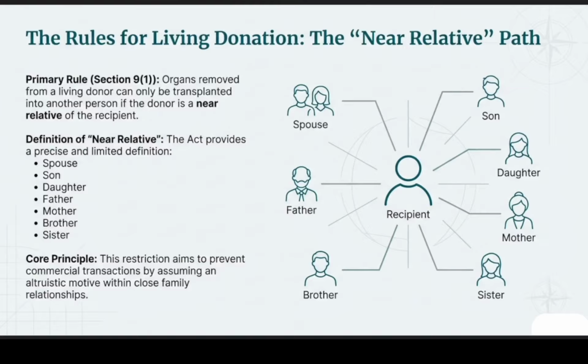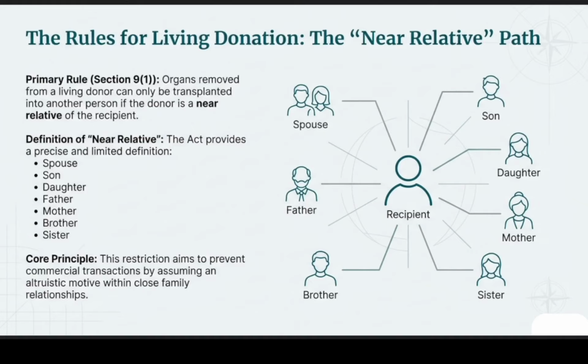Now, this particular restriction aims to prevent commercial transactions, by assuming an altruistic motive within close family relatives. There is not going to be any commercial motive for this because it's a relative, right?